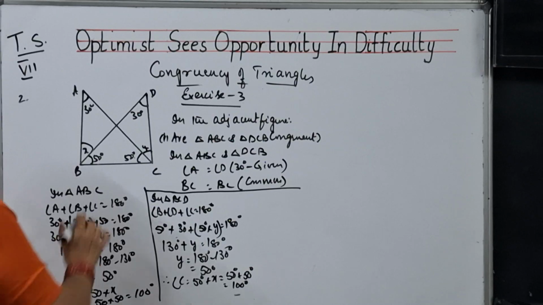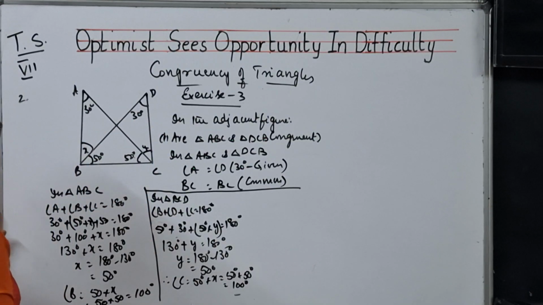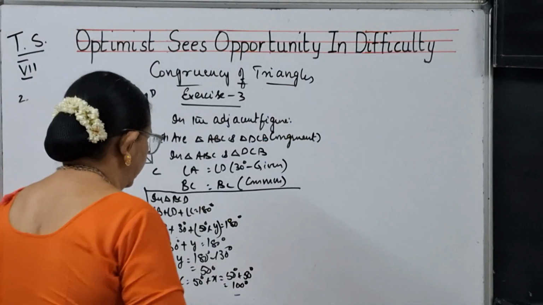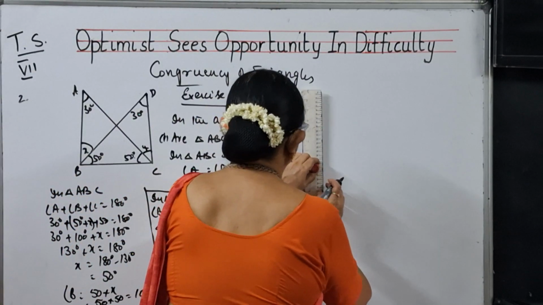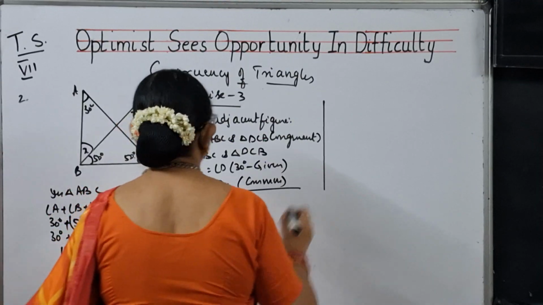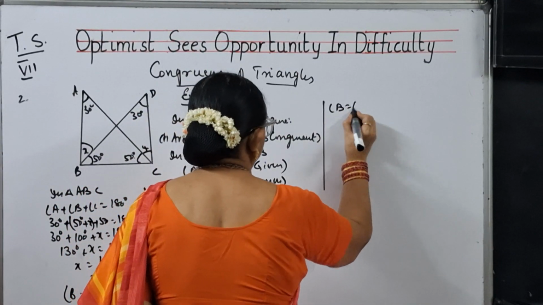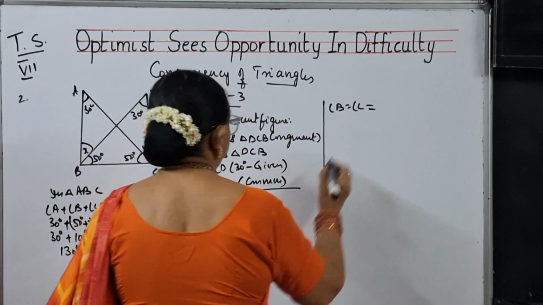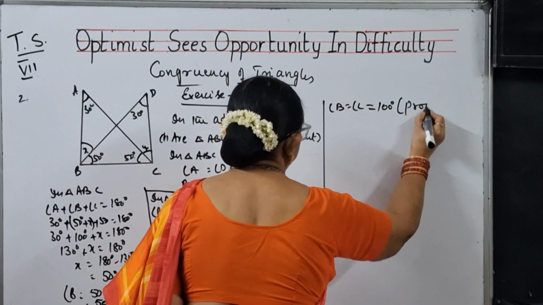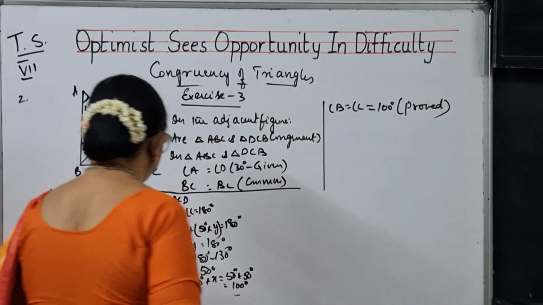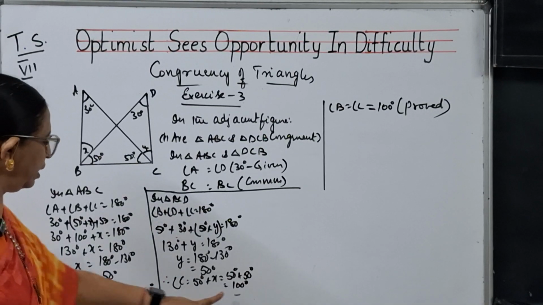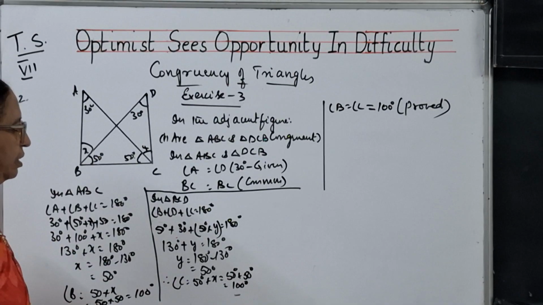So we have said that angle A is equal to angle D, 30 degrees, BC is equal to BC, common, then I am continuing here. What am I saying now? Angle B is equal to angle C. How much have we got? 100 degrees. This we have just now proved. In this case, we have proved that angle B is 100, angle C is 100.